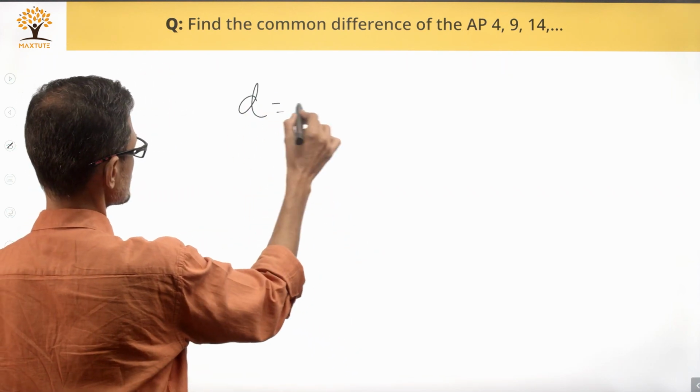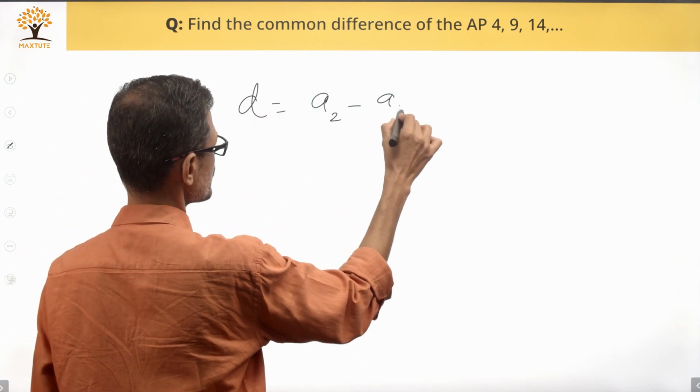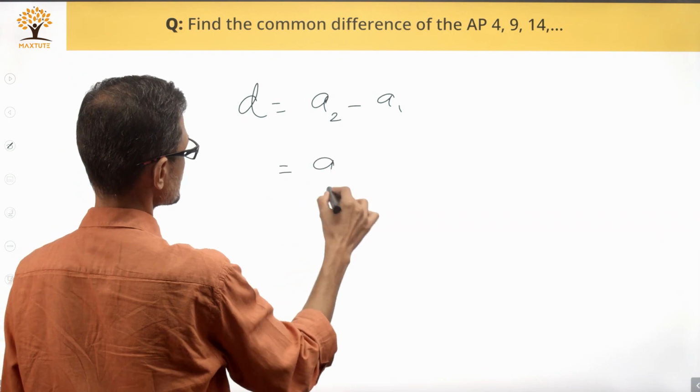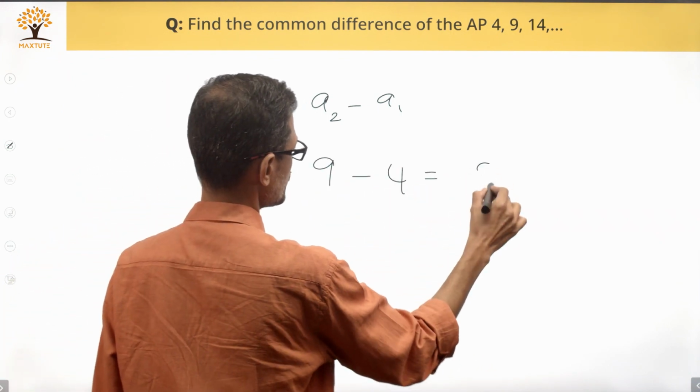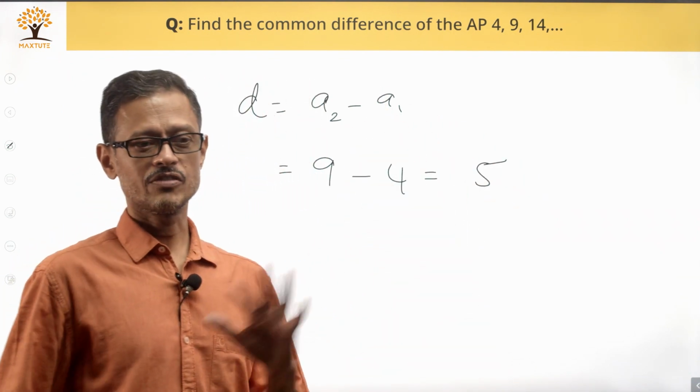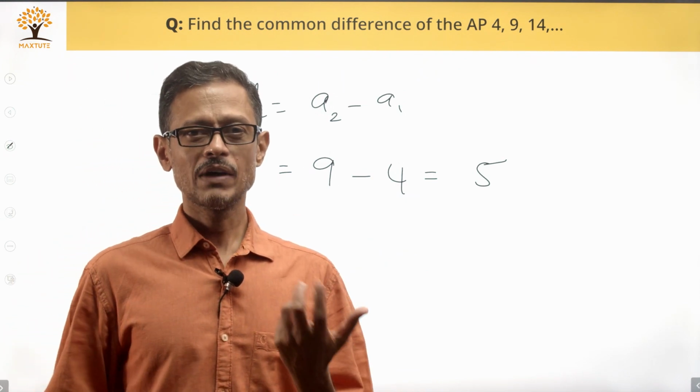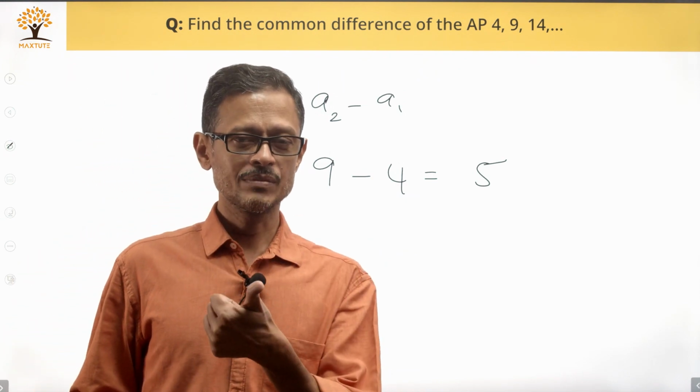The common difference is equal to the second term minus the first term. The second term in this case is 9, the first term is 4. So the common difference of this arithmetic progression is 5, right? Part 1 done. Part 2, the common difference remains the same at 5.